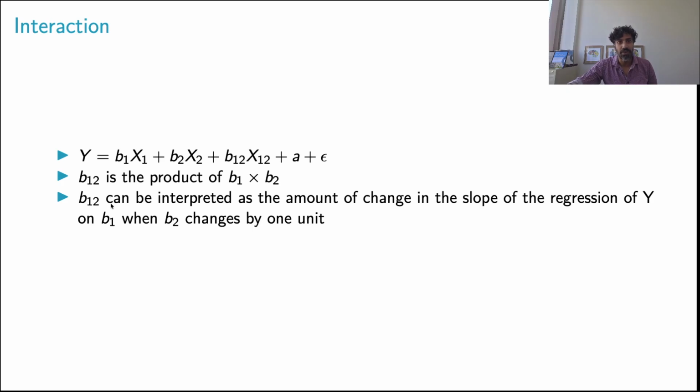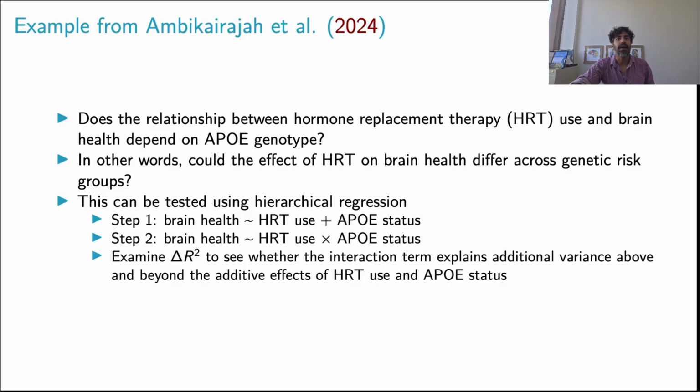So B12 is the amount of change in the slope of the regression of y on B1 when B2 changes by 1 unit. So it's really looking at, if you think of those slopes again, as you increase in y, it's the amount of change in the slope of that regression on B1 as B2 changes by 1 unit, because it's a multiplicative effect. So here is another example of an interaction.